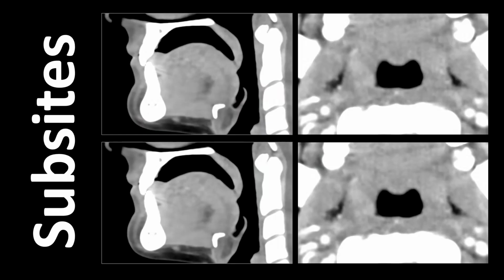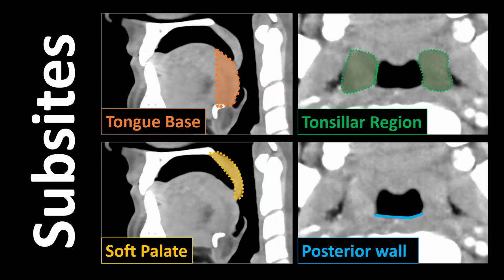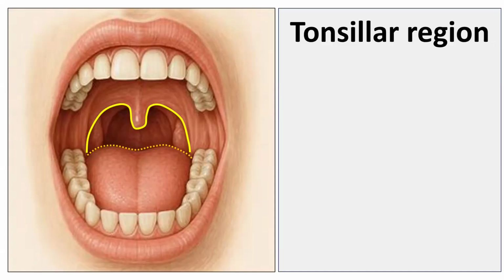From an oncological point of view, the oropharynx is subdivided in specific subsites. Those are the tongue base, we have the soft palate, we have the tonsillar regions, and we have the posterior wall. And I'm now going to discuss the anatomy of these specific subsites in the rest of this presentation. Let's start with the tonsillar region.